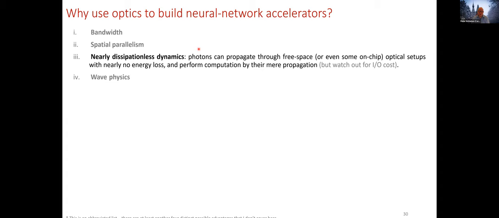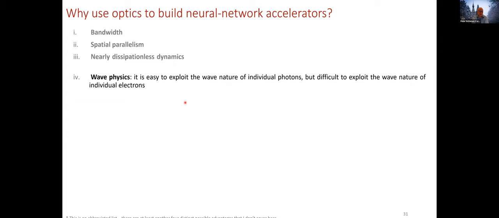A fourth point, which is not something I'll really give an example of today, but I think is fun to think about, is wave physics: in optics, it's relatively easy to exploit the wave nature of individual photons. There are even undergraduate lab experiments where people build, for example, Mach-Zehnder interferometers with single photons. But it's pretty difficult to exploit the wave nature of individual electrons.